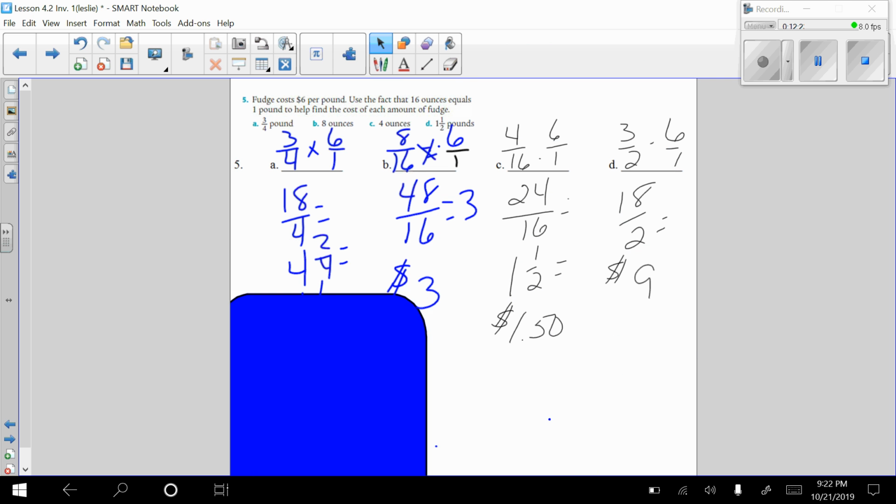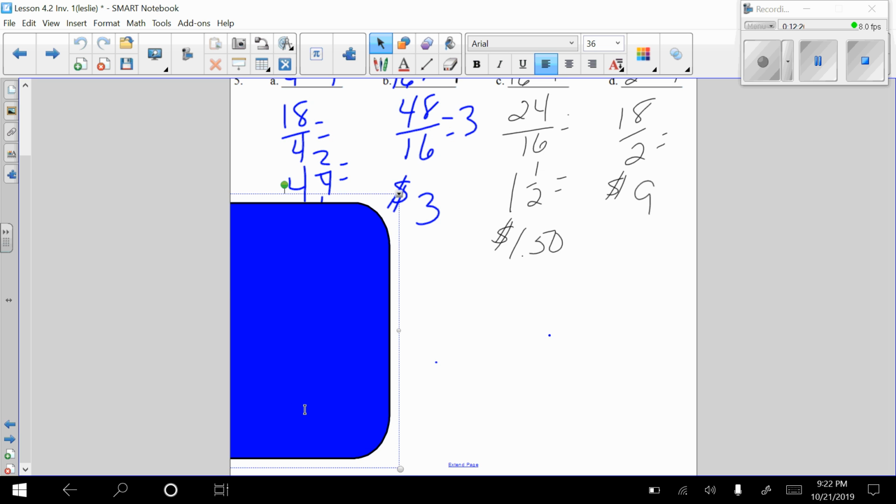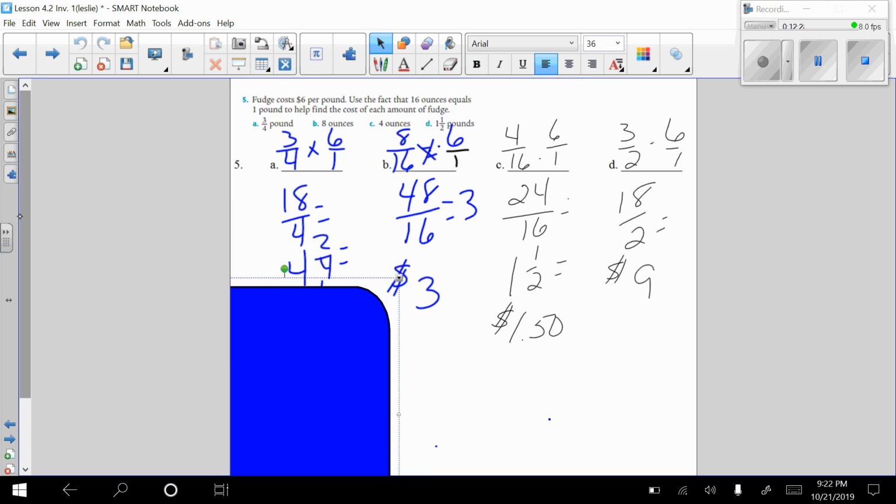Here we go. Again, taking what we have in ounces, putting it over 16 if we have ounces, and coming up with $1.50. Remember, when we get the answer, we have to change it to money. So 1 1/2 is $1.50. 1 1/2 pounds, well, we know it's $6 a pound. We could still do the math and change it to an improper fraction, or you might have been able to do that one in your head to come up with $9.